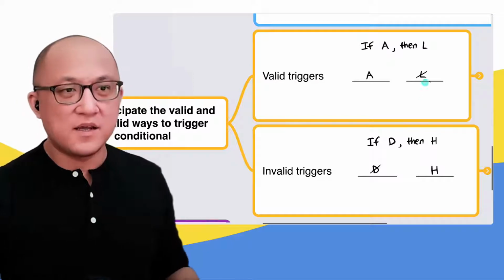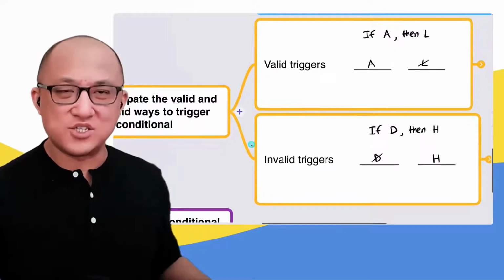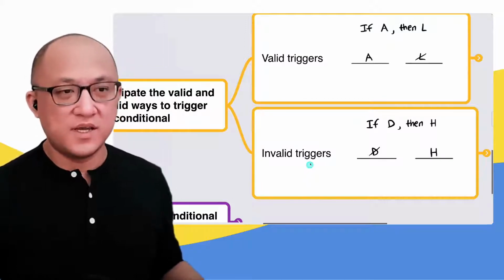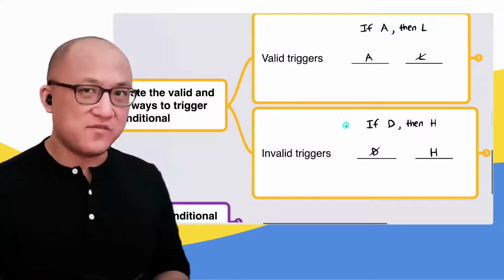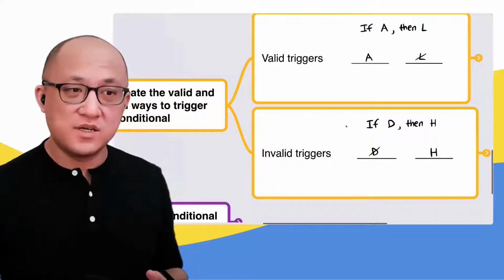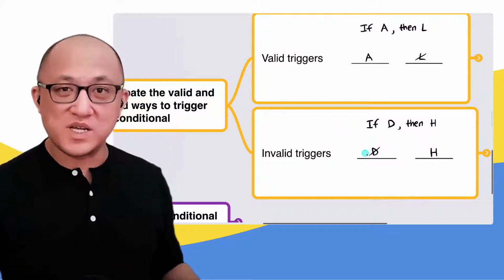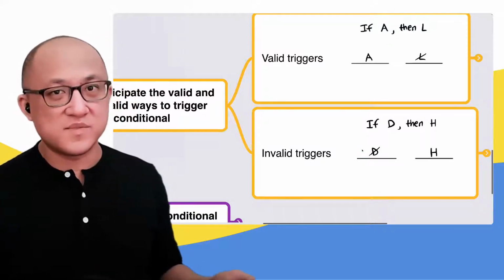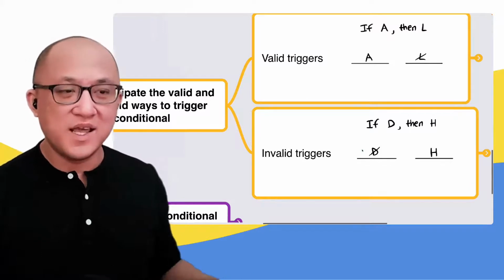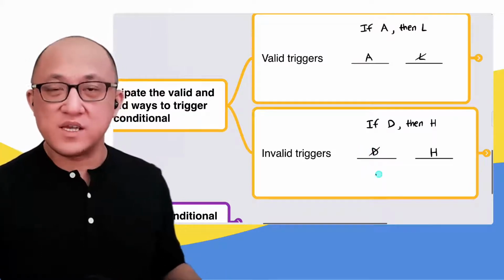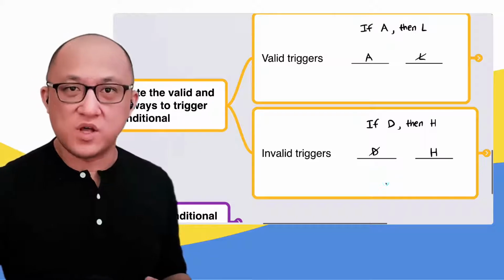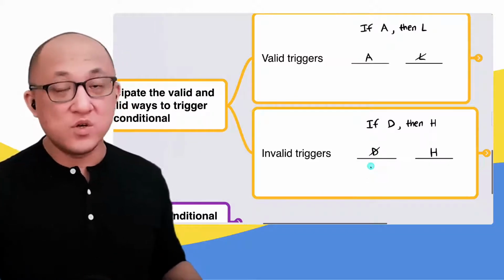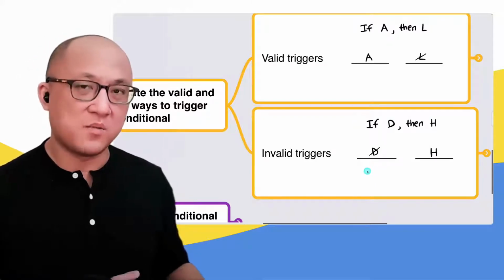All right. And then in addition, here are the invalid ways to use a conditional. If you have the conditional if D, then H, well, if the premise starts off by saying not D, you already know that there's going to be some sufficiency and necessity mix-up, right? It actually doesn't really matter what the conclusion is. You already know one of the flaws is going to be that there's a mix-up of sufficiency and necessity. Now, there could be other flaws on top of that too, on the harder problems.